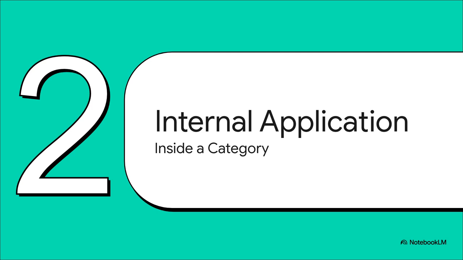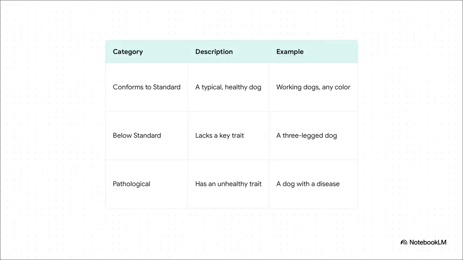But here's where it gets a little more nuanced. Let's talk about the second use, the internal application. This is how we use that same general standard to make judgments inside of a single category. So let's stick with our dog example. We all have a pretty good sense of what a standard dog is, right? It's healthy, usually has 4 legs, a tail, all that good stuff.